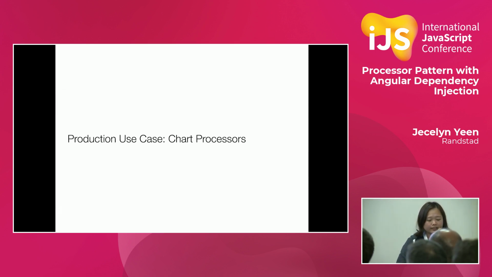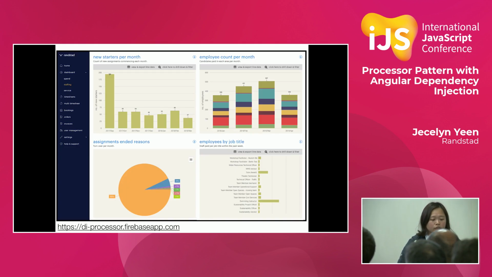So let me give you an example of how we use the patterns we talked about just now in production. In our case, we use these processor patterns, with the same interface but multiple implementations, for our charts. This is how our dashboard looks. In our dashboard, we have a lot of different types of charts.